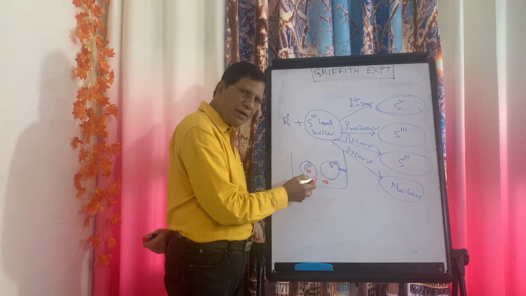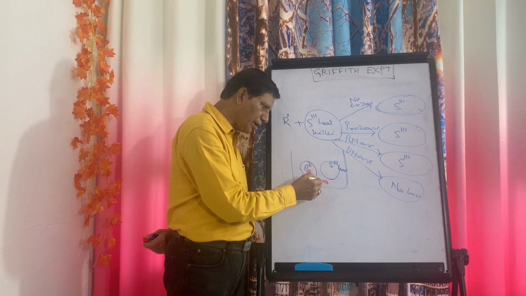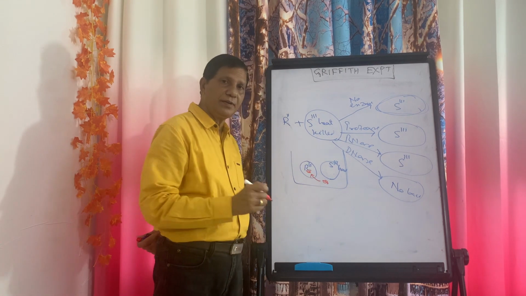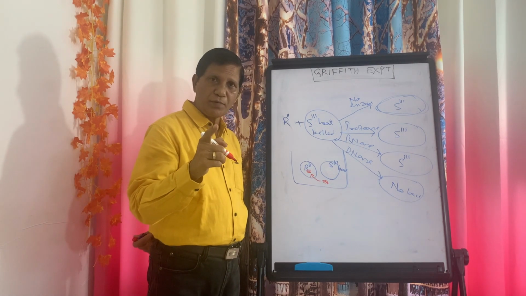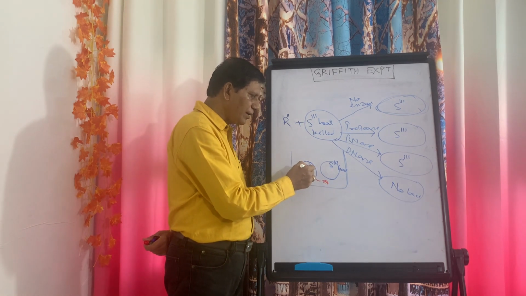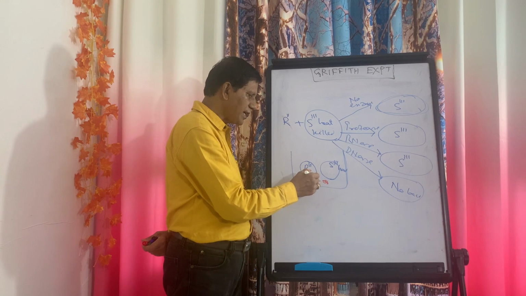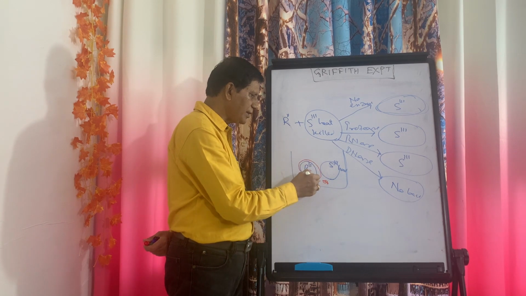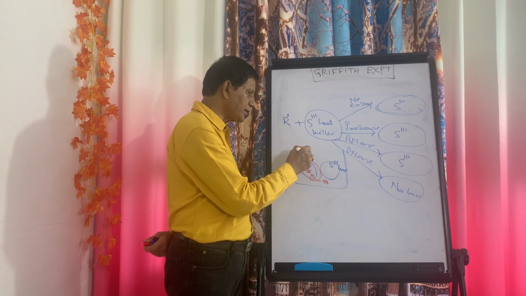Now from this medium, if somehow it will enter into the R2 type, mark, I am using the word somehow. If somehow it will enter, now it will synthesize a capsule around it, and this R2 will be converted to S3.